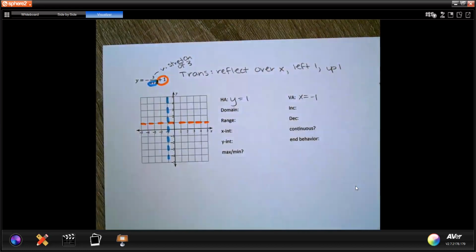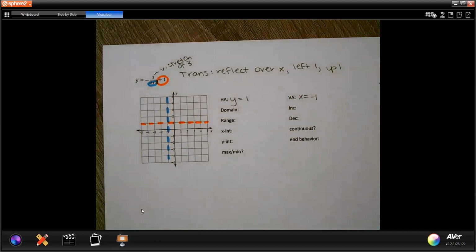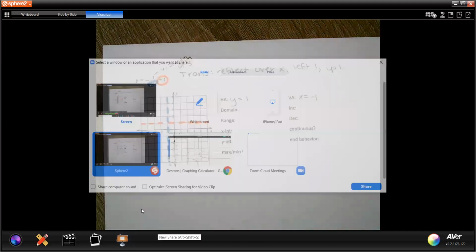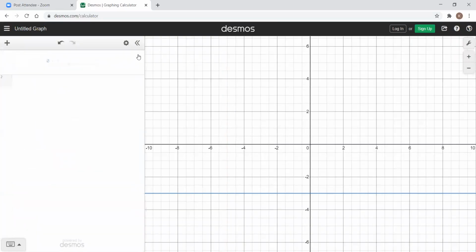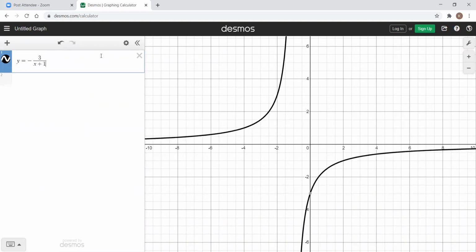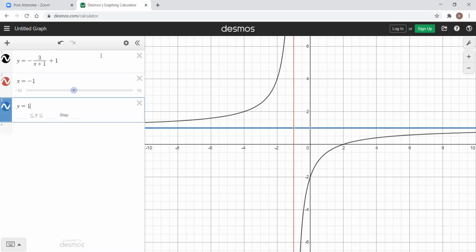All right, so I'll go ahead and graph that on Desmos, get some points so I can accurately draw it. y equals -3 divided by x plus 1, the plus 1 on the end. I'm just showing that my asymptotes were what I said they were. So you can see they all kind of fit.